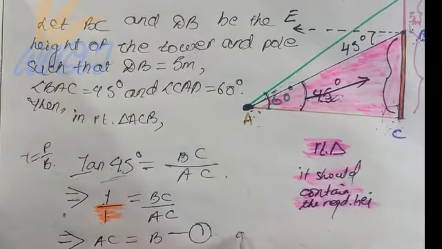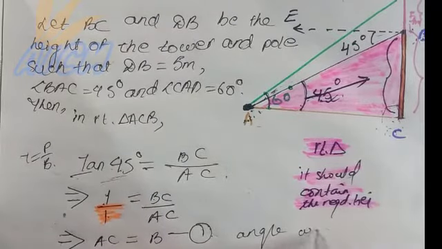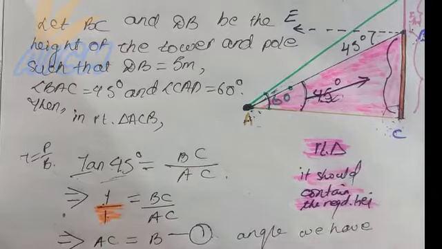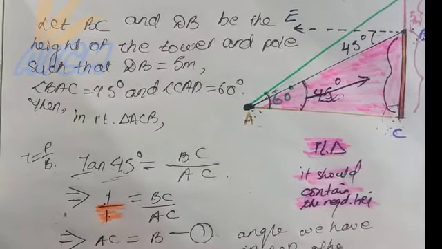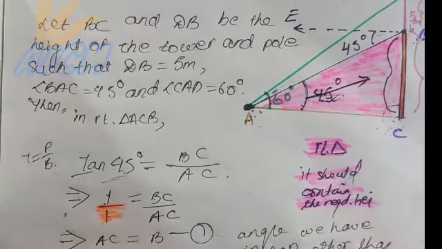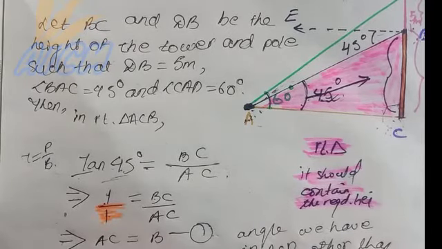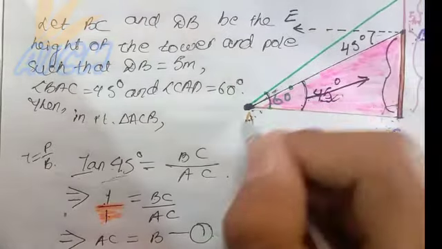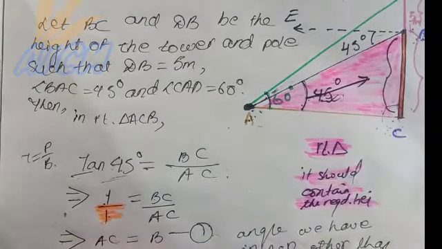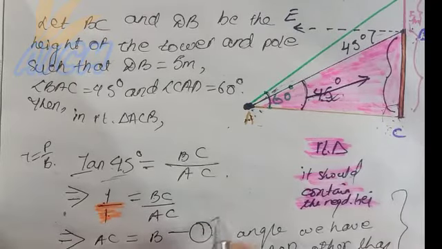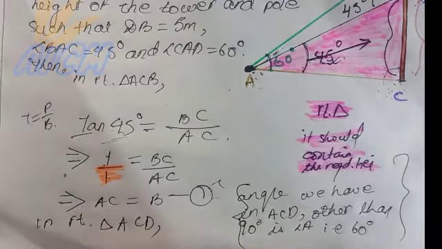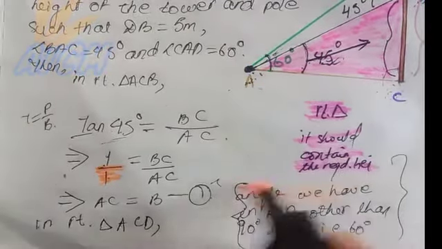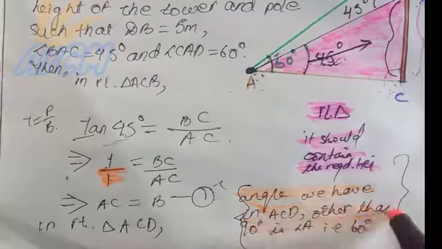I repeat again, the angle we have in ACD, other than 90 degrees, is what? It is DAC, angle A, that is 60 degrees. This is what we have. Okay, this is not your calculation, this is apart from my explanation. Don't write it in your answer. This is just apart from my calculation, you don't have to write it.